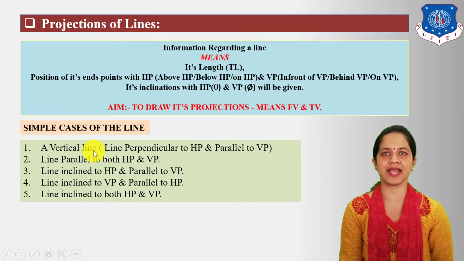First, a vertical line perpendicular to HP and parallel to VP. Second, line parallel to both HP and VP. Third, line inclined to HP and parallel to VP. Fourth, line inclined to VP and parallel to HP. Fifth, line inclined to both HP and VP.